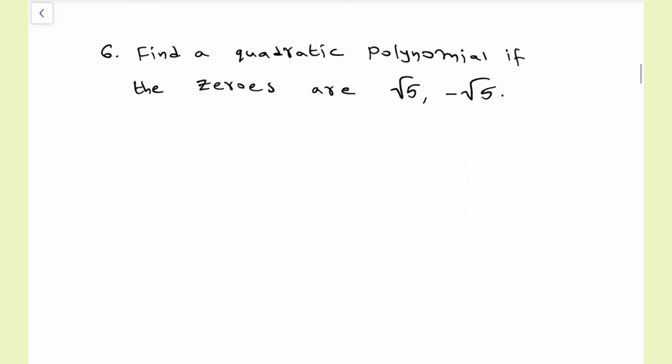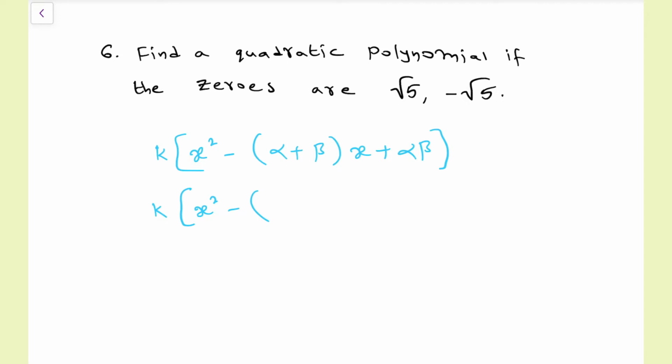Coming to question number 6. Find a quadratic polynomial if the zeros are root 5 and minus root 5. When zeros are given, to write a quadratic polynomial we have a formula: k into x square minus (alpha plus beta) into x plus alpha beta.